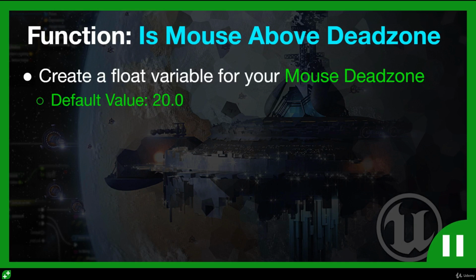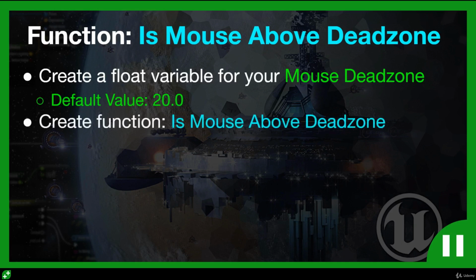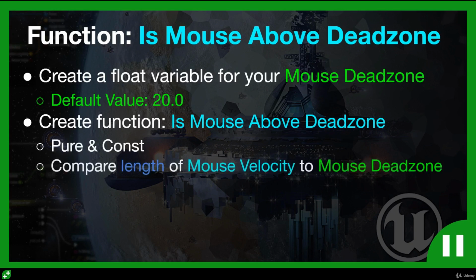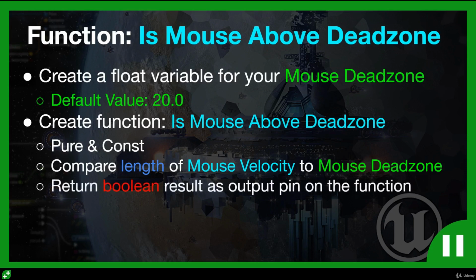Then create a function that will be used to check if the mouse is above the mouse dead zone. Make sure to check that it's pure const, and then inside the function, you want to compare the length of the mouse velocity to your mouse dead zone variable. Check if the length of the mouse velocity vector is greater than the mouse dead zone, and return the Boolean result of the comparison as an output pin on the function.